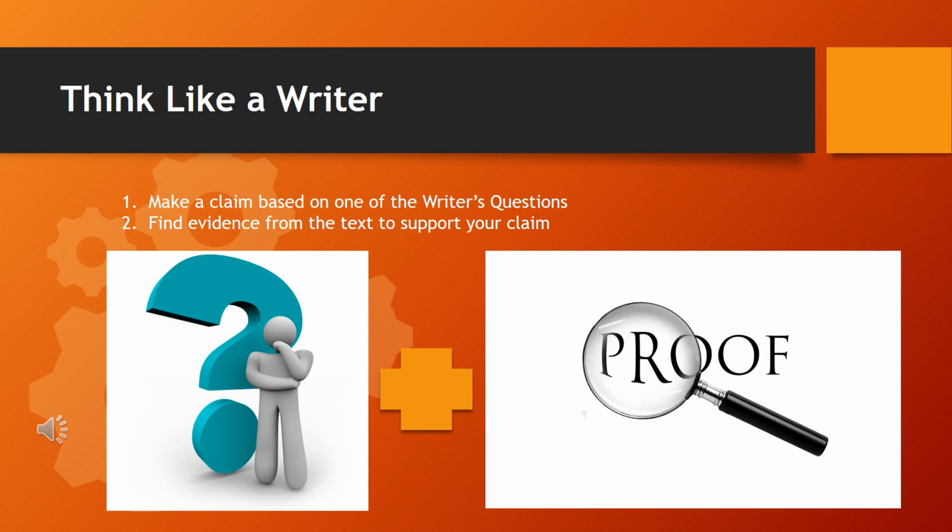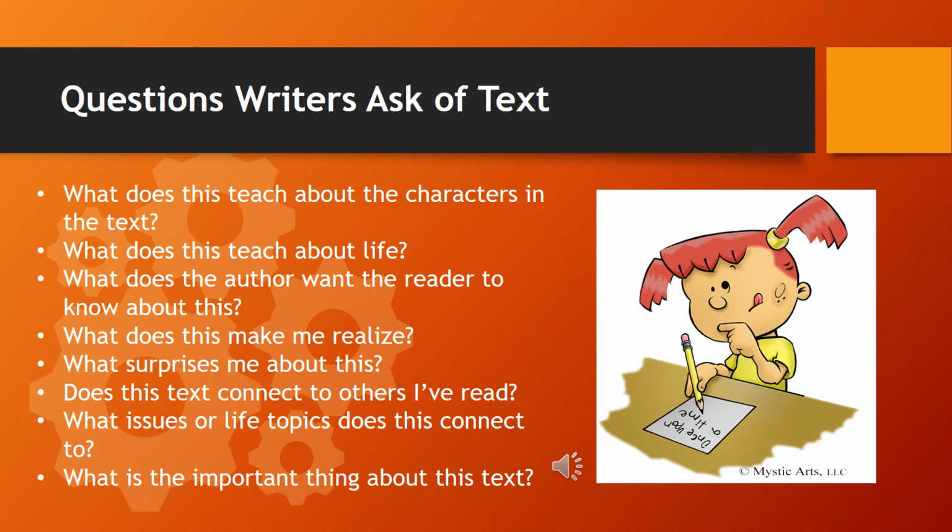Let's try it together. We could go through page by page and ask ourselves these questions about the characters and their life and what it makes you think and realize. Instead of doing that, I'm just going to pick one category to give you an example of the type of thinking we're asking you to have when you're acting like a writer. So, for example, what does this text teach about the characters? In this case, I'm looking at the book Amazing Grace, and I'm realizing Grace must have heard a lot of stories over her lifetime.